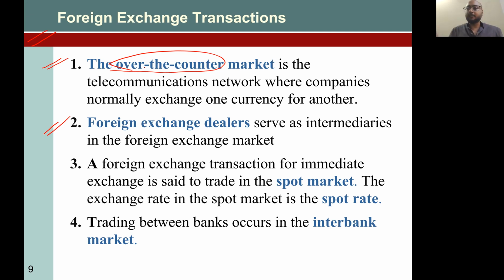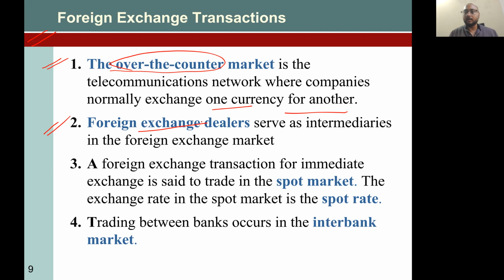But nowadays it's a platform. As more IT services have come, they have developed the over-the-counter market, like NASDAQ. The over-the-counter market is the telecommunication networks where companies normally exchange one currency for another. So why go to the exchange dealers? If the other company has dollars and my company has yuan, why pay the dealer's services? Why don't we transact foreign exchange among one another? The companies who require dollars will send yuan, and the companies who have excess dollars receive yuan and send the dollars.